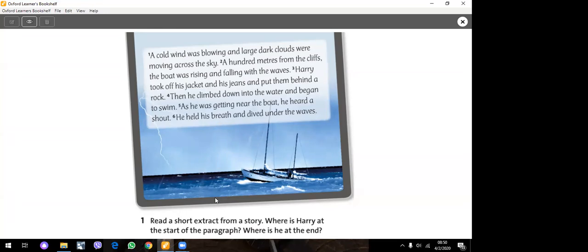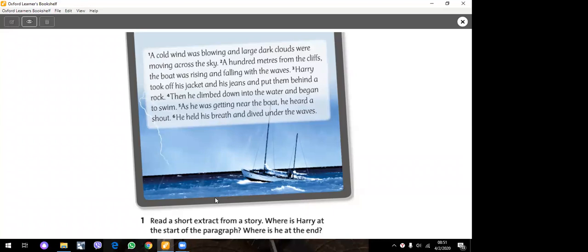A cold wind was blowing and large dark clouds were moving across the sky. 100 meters from the cliffs, the boat was rising and falling with the waves. Harry took off his jacket, his jeans, and put them behind the rock. Okay? It means he is not in the sea, right? Then he climbed down into the water and began to swim.